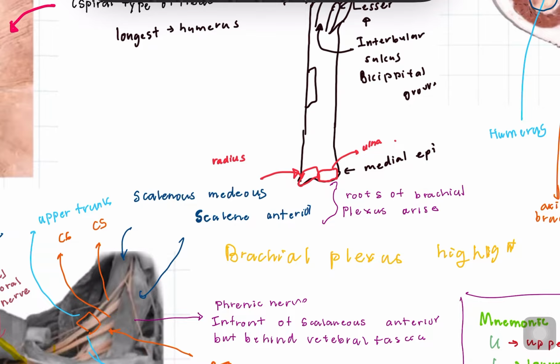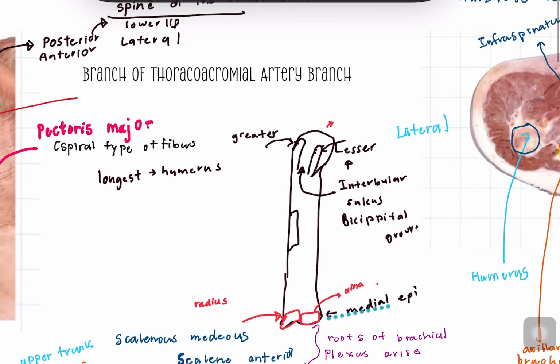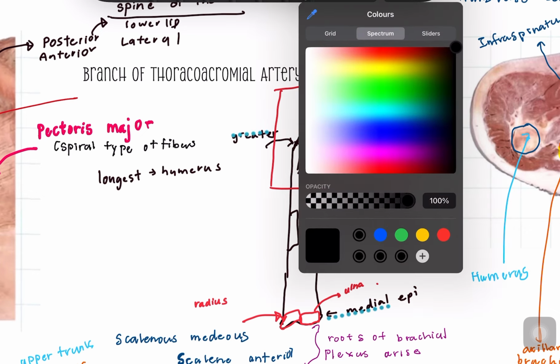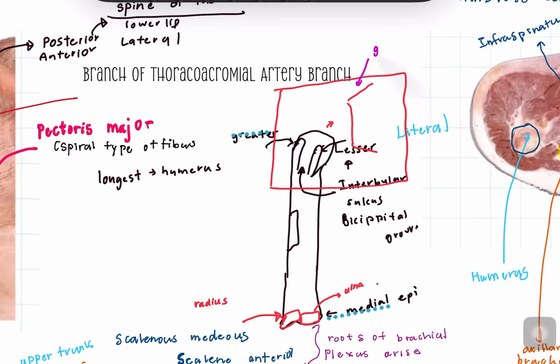So upper end, this head is directed medially, backwards and upwards. This head articulates with the glenoid cavity of the scapula. When it articulates, it forms the shoulder joint. So head is actually one third of a sphere.